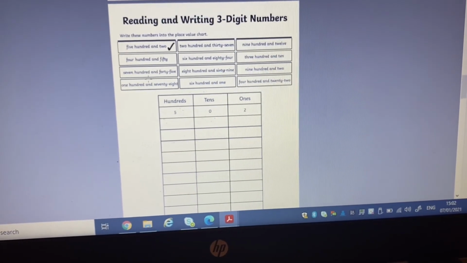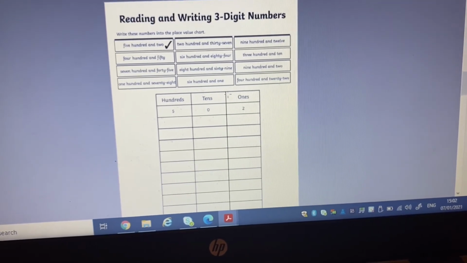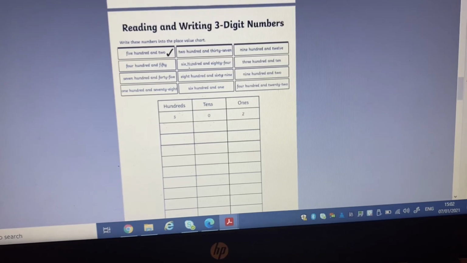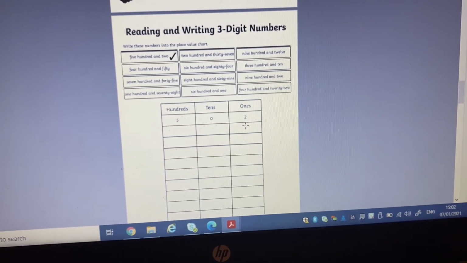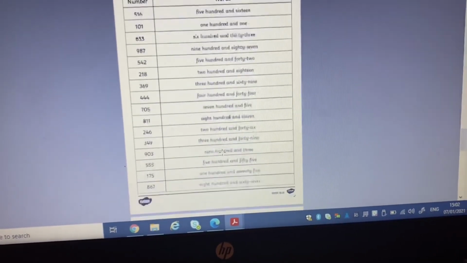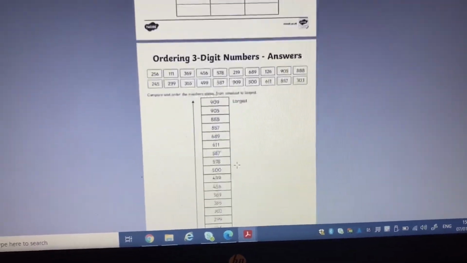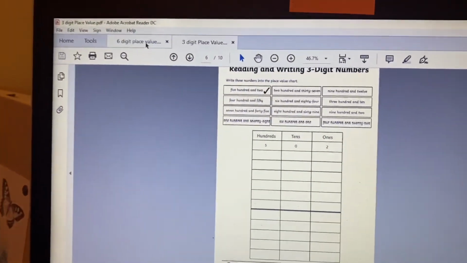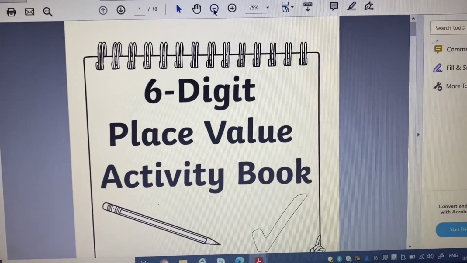And you will also have some numbers here that have all 3 digits. So for example, I can see here 684, that would be 684. And then there are answers to all these worksheets which can be provided, so you can mark it right nice and easily. And then I'll quickly show you the 6-digit place value book, which is very, very similar.